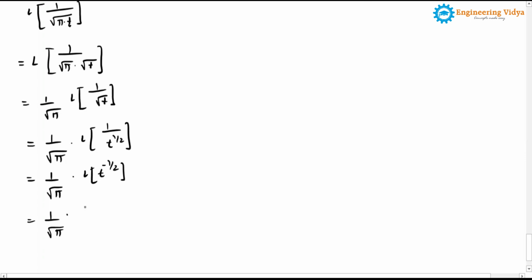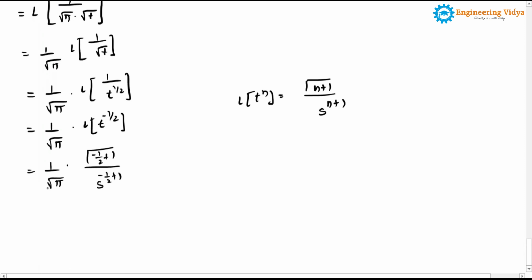Again we can apply the formula over here. By the formula, we will write minus 1 by 2 plus 1 upon s raised to minus 1 by 2 plus 1, because we know that the Laplace transform of t raised to n, if n is a fraction, we can write gamma of n plus 1 upon s raised to n plus 1. This is a formula, right? And by using this formula we can write this. Now after that we will write 1 upon square root of pi into minus 1 by 2 plus 1, which will be nothing but gamma of 1 by 2 upon s raised to 1 by 2, right?